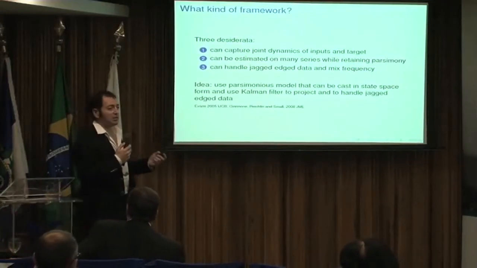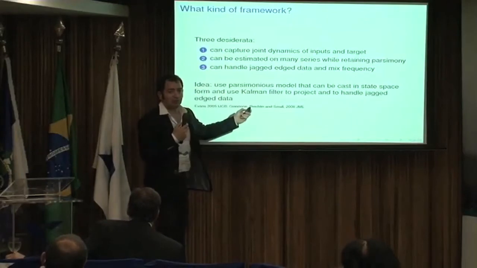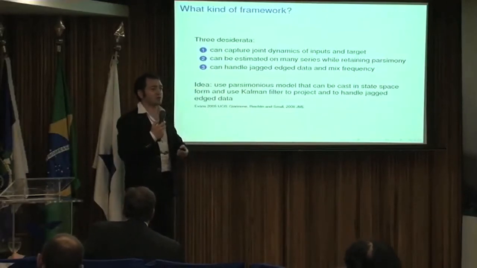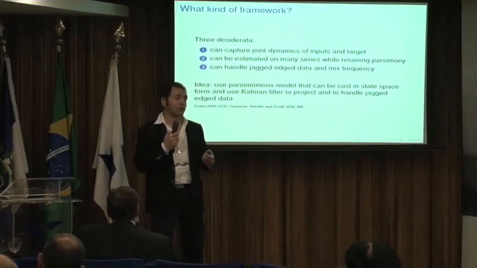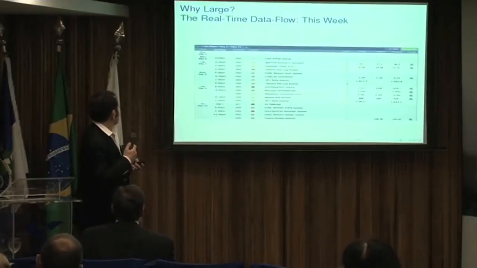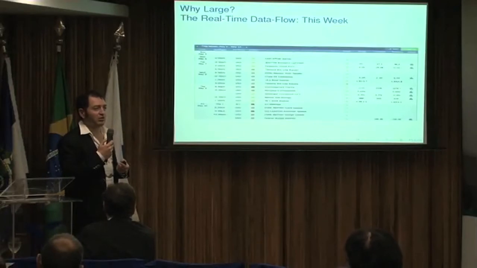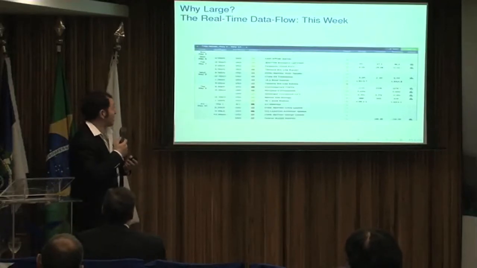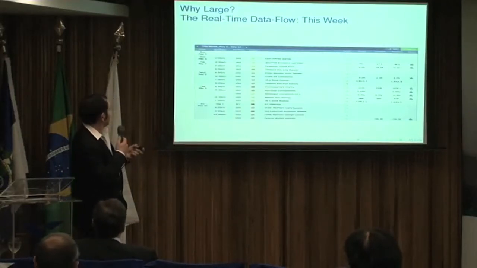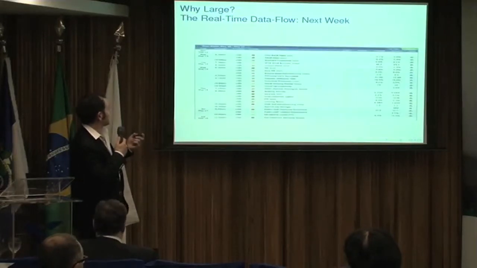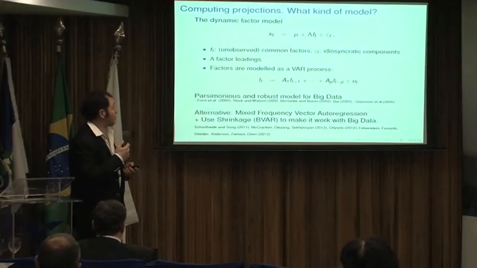How to do this? Extremely simple. Just get a parsimonious model that can be cast in state space form, and the Kalman filter techniques will do it for you. This is just to convince you that the set of variables people look at can be large. These are the important data releases in the United States for this week, next week, and so on. So there are many data.